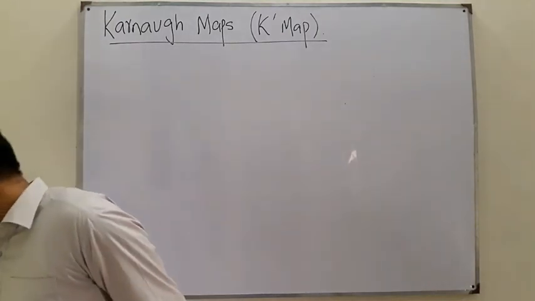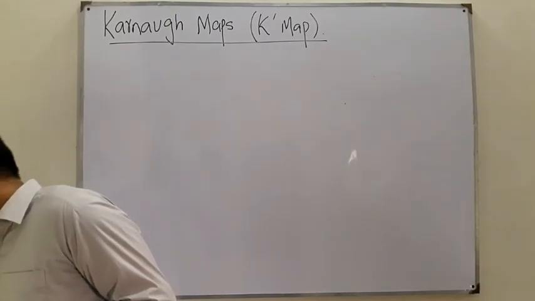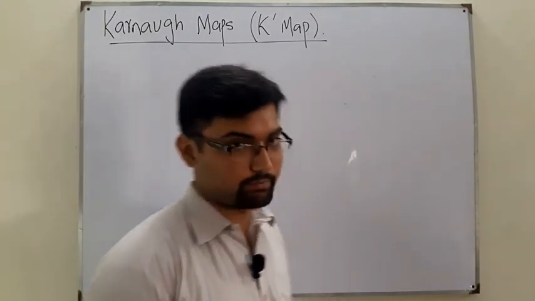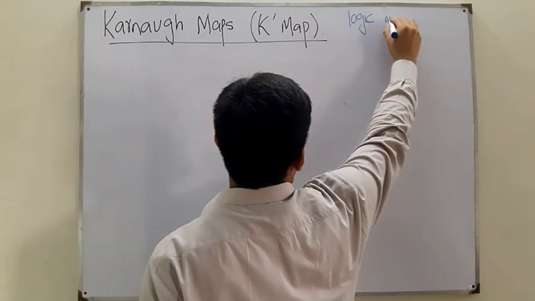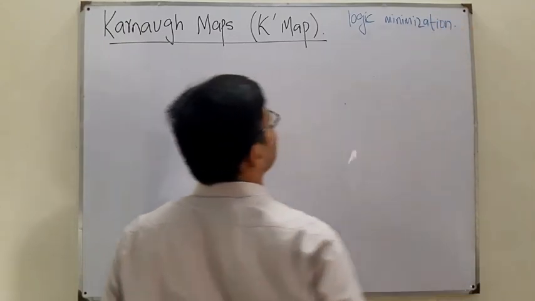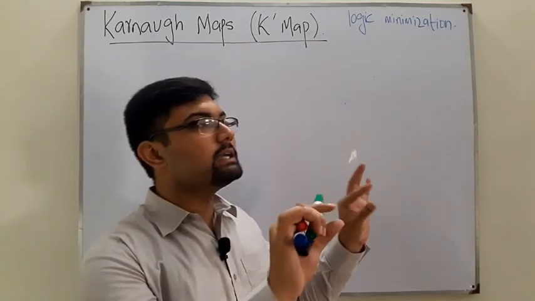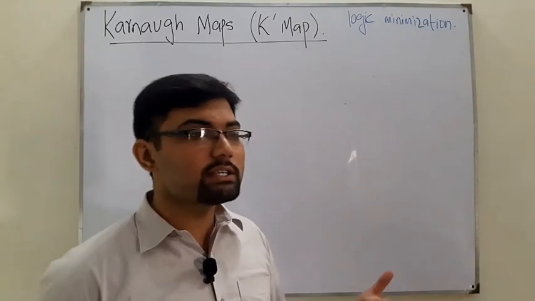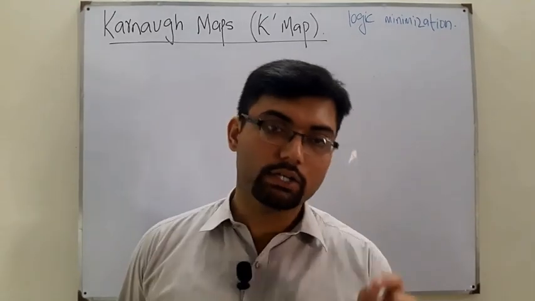So I'll tell you, let me take the colors first. I'll tell you the K-map is again a concept that is related to logic minimization. And you know what is this logic minimization? This means to minimize a given logic expression. And why do we minimize the logic expression? We minimize the logic expression to reduce the number of logic gates used in that circuit.